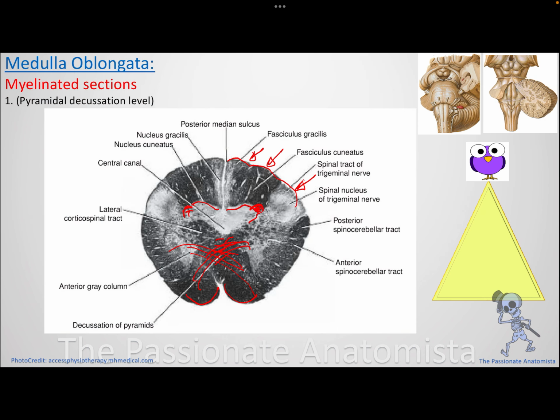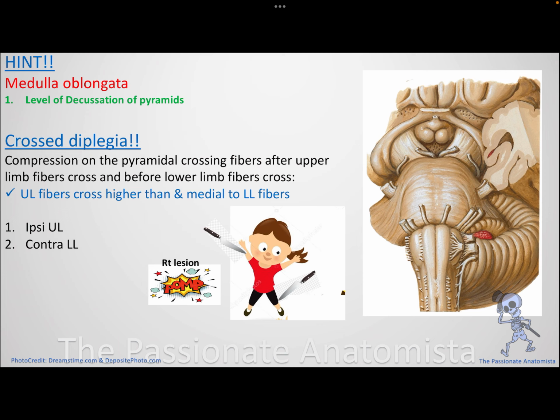Okay, so now there is very important information about the crossing fibers of the pyramids. In the crossing fibers of the pyramids, I want you guys to know that the upper limb fibers cross higher and medial to the lower limbs. So if I have information coming from down here, it's going to cross medial and higher up.